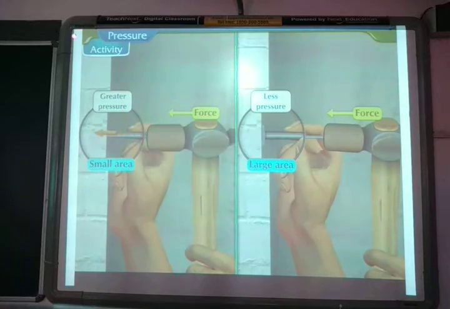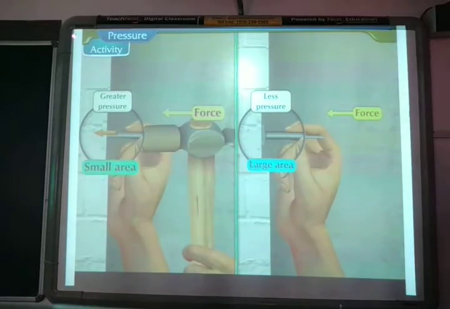We can thus say that when a force is acting over a large area, it produces small pressure, and when a force is concentrated onto a smaller area, it produces greater pressure.